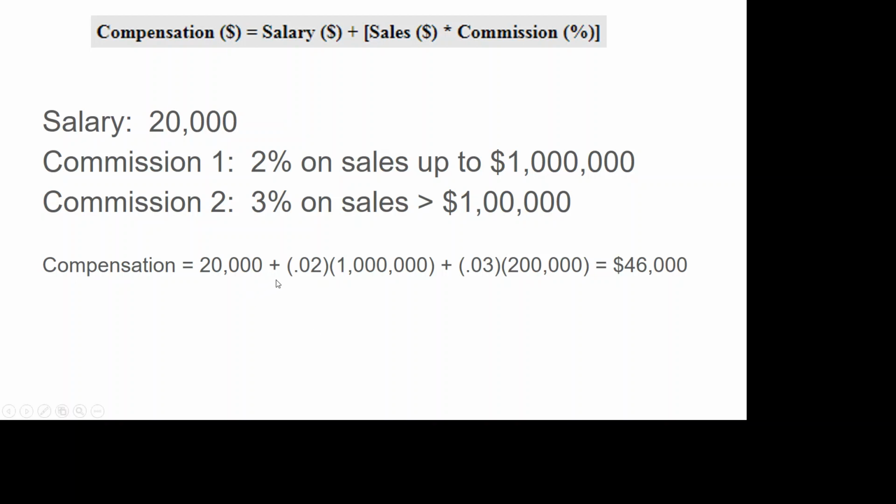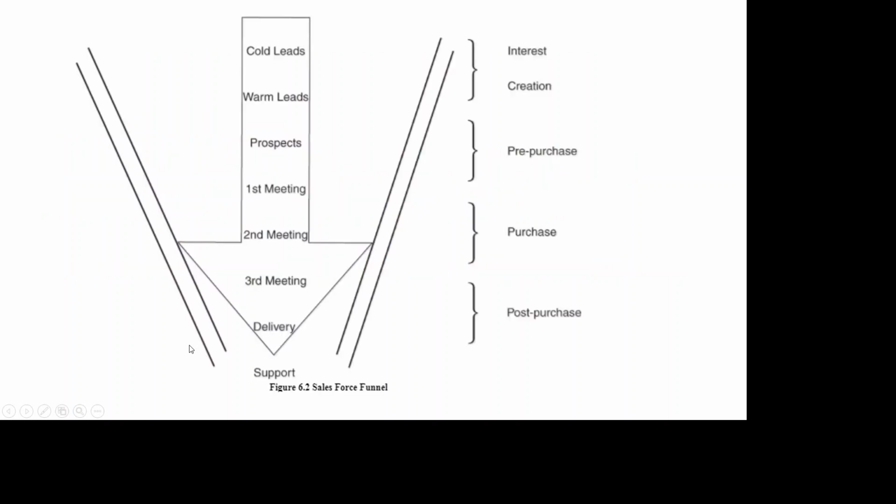So again, when you see commissions like this, remember that the second commission here is based on sales just above the previous commission level. So it's not 2% times a million plus 3% times a million. It's 2% on a million plus 3% times whatever is over a million. So on sales of 1.2 million, you'd only be earning 3% on that 200,000, not the full 1.2 million. Okay. All right.